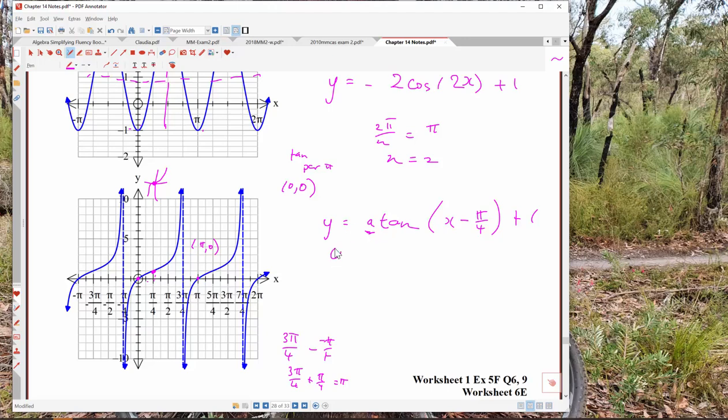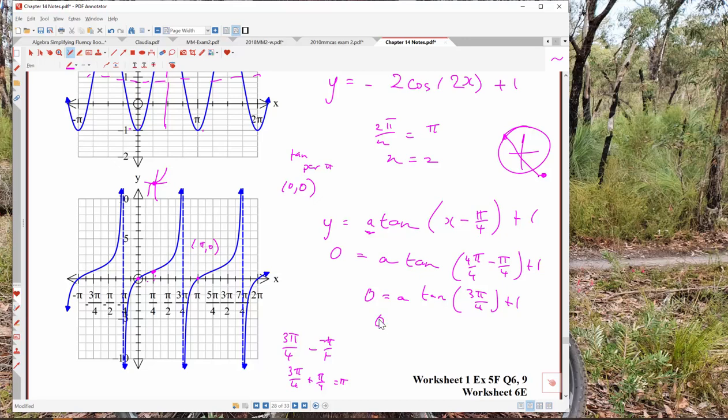So we're going to go y equals 0, a tan pi on, what was it, pi? Yep, take away pi on 4. So that's 4 pi on 4, take away pi on 4 plus 1. 0 equals a tan 3 pi on 4 plus 1. Now the tan of 3 pi on 4, here we are, we've got negative 1. So that's going to be negative 1. So 0 equals negative 1a plus 1. Negative 1 equals negative a equals 1. So actually, there's no dilation factor. So a is equal to 1.